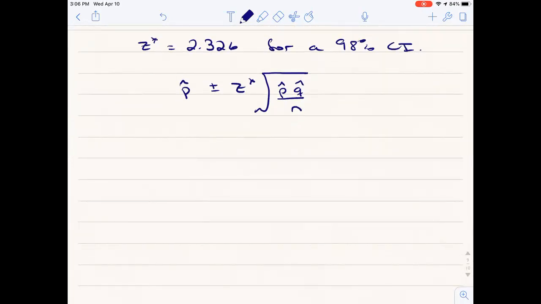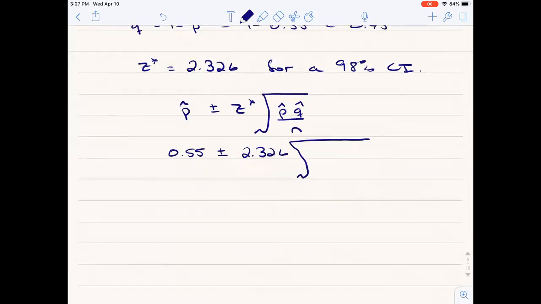After you've checked your assumptions, for proportions questions I actually find that they're easier to deal with, right? Because there's less things that you have to keep track of. They just give you 286 out of 520, and then you've got everything you need. So we've got 0.55 plus or minus 2.326 times the square root of 0.55 times 0.45 divided by 520.